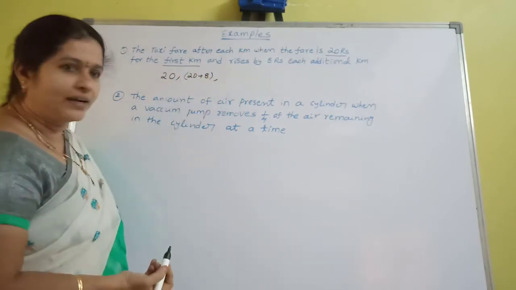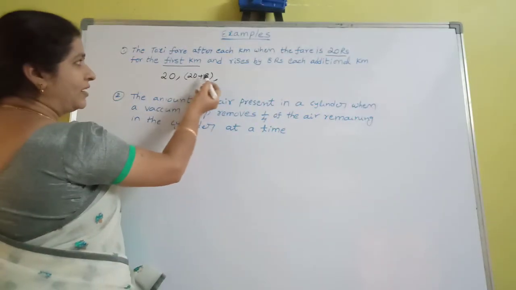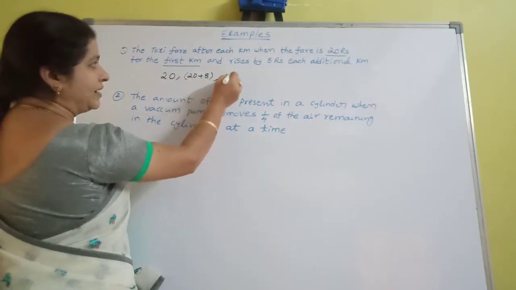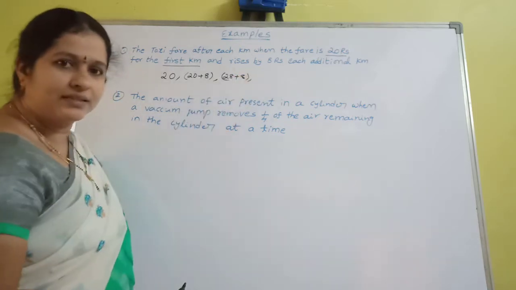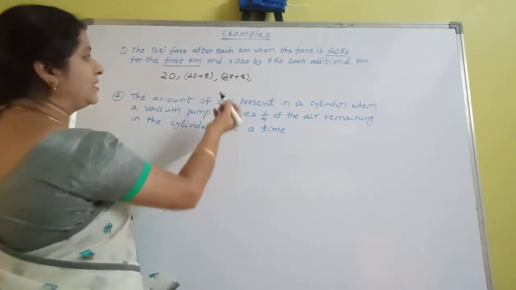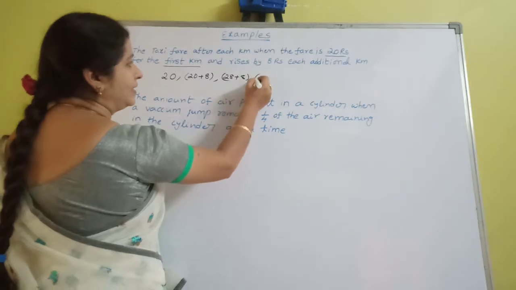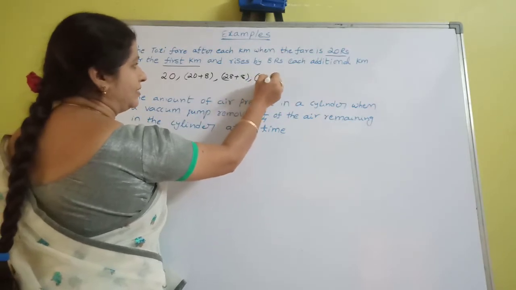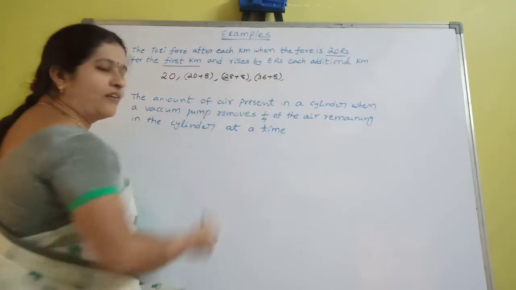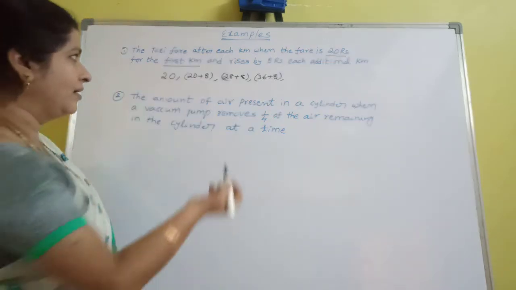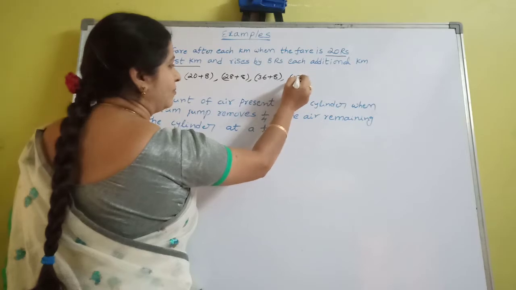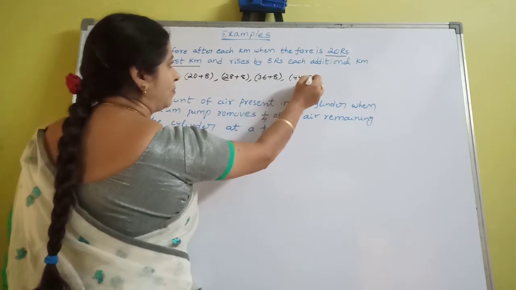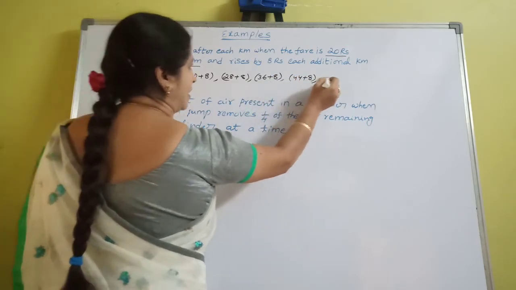For the third kilometer the rate is 28 plus 8, which is 36. So that is the rate for 3 kilometers. Again for 4 kilometers, 36 plus 8, 44. That is the rate for 4 kilometers of travelling. For 5 kilometers, 44 plus 8, 52, and so on.